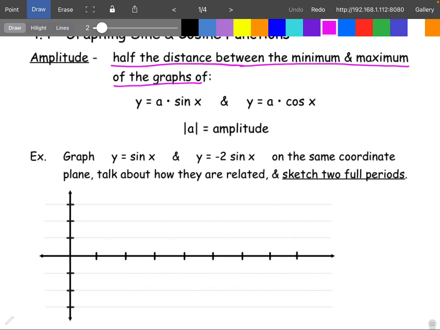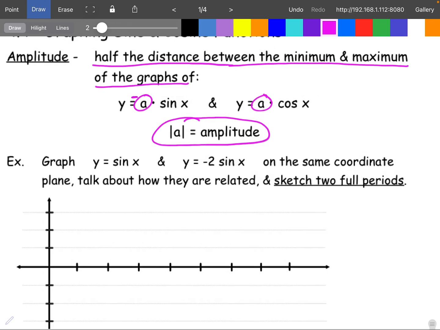Okay, now we want to make sure that we know the amplitude is the absolute value of whatever this number is in front of your sine or cosine. So your amplitude is never negative. Your amplitude is just a positive number. If there's a negative with this a, then that simply means that your graph is reflected over the x-axis, just like all graphs that we've ever done. So a negative means we reflect, so your graph is going to be upside down. Your amplitude, however, will be the positive version of that number.